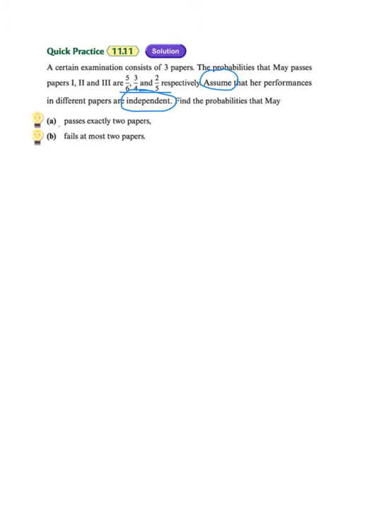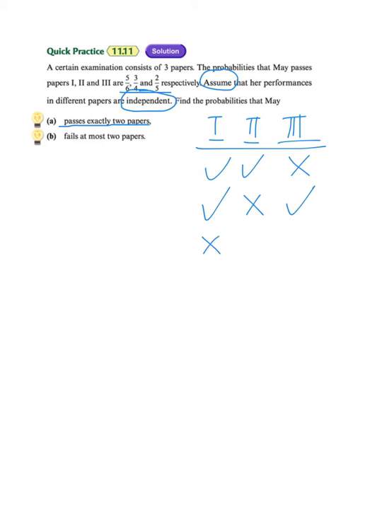You need to analyze the meaning of passing exactly 2 papers. So, 1, 2, 3 papers. Exactly 2 papers actually has 3 situations. One is the first 2 pass and the third does not; another is the first one passes, the second does not, and the third is okay; and the last is the first one not okay and the other 2 are okay. So there are 3 situations that you need to analyze. These 3 situations cannot happen together.